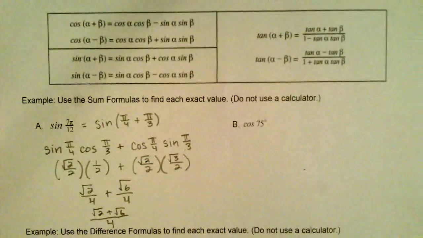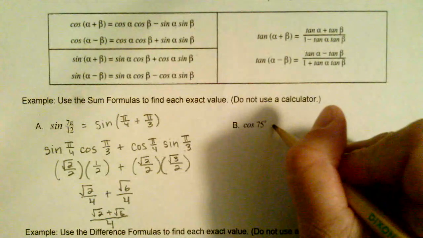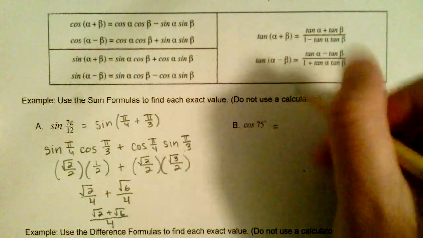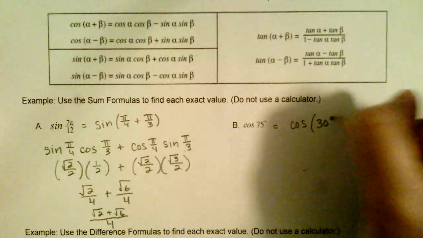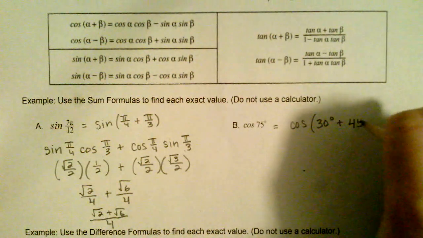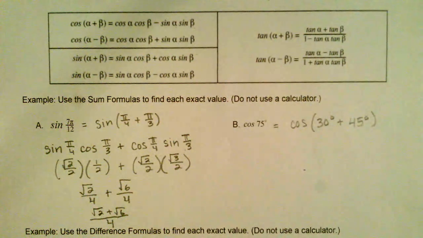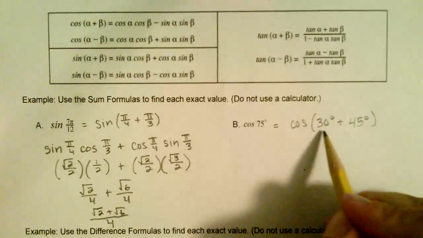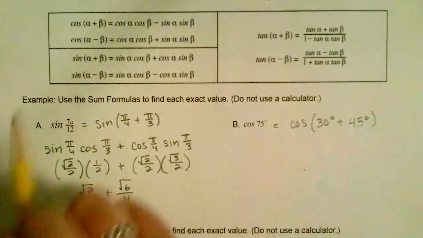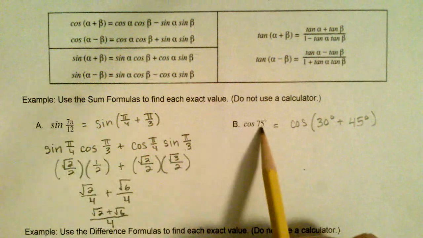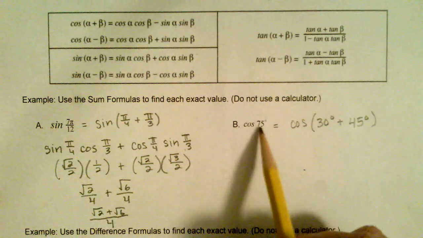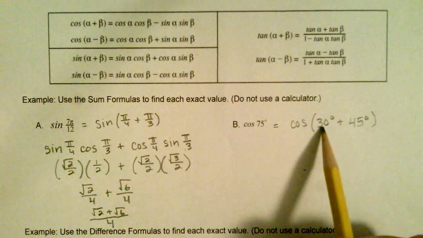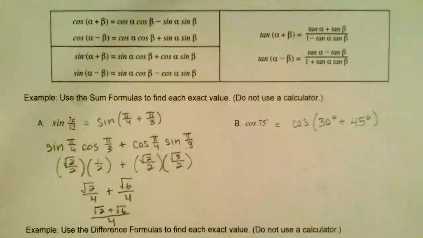Okay, so let's move on and let's write our cosine 75 degrees. Okay, I'm going to write that as cosine of 30 degrees plus 45 degrees. Okay, all I did was rewrite my 75 degrees in terms of two angles, because 75 degrees is not one of my reference angles, one of my special angles. Okay, so I rewrote it in terms of two special angles.